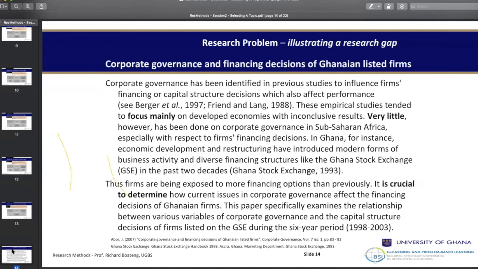Then it goes on to say very little, however, has been done on corporate governance in Sub-Saharan Africa, especially with respect to firms' financing decisions. What is he saying? He said that even corporate governance research in Sub-Saharan Africa is very few. And then the little that exists have not done much on firms' financing decisions. So he has emphasized two other gaps here. Sub-Saharan Africa needs more studies on corporate governance and also needs more studies on corporate governance and firms' financing decisions. Then he comes to Ghana. So you see how he's building. He comes from developed countries, developing countries.